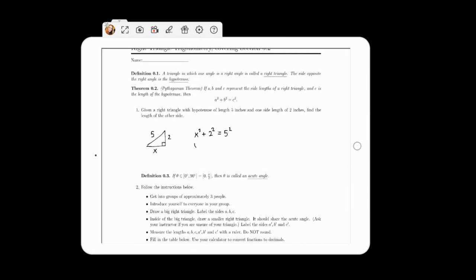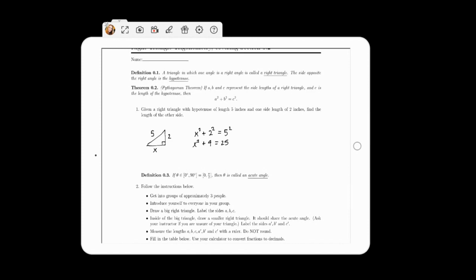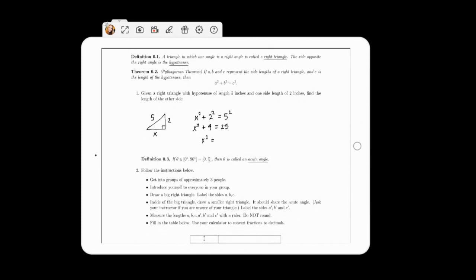Let's simplify a little bit first. So x squared plus 4 equals 25. And now we can subtract 4 from both sides. X squared equals 21. So when we solve this, we take the square root of both sides. So x should be plus and minus the square root of 21, but because we're talking about the length of a side of a triangle, we should reject the negative answer. So what we can say is that x is equal to the square root of 21.